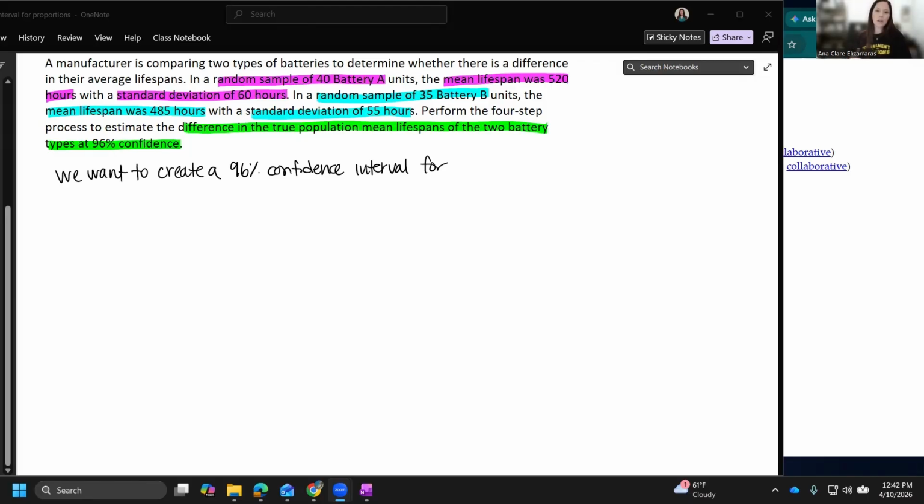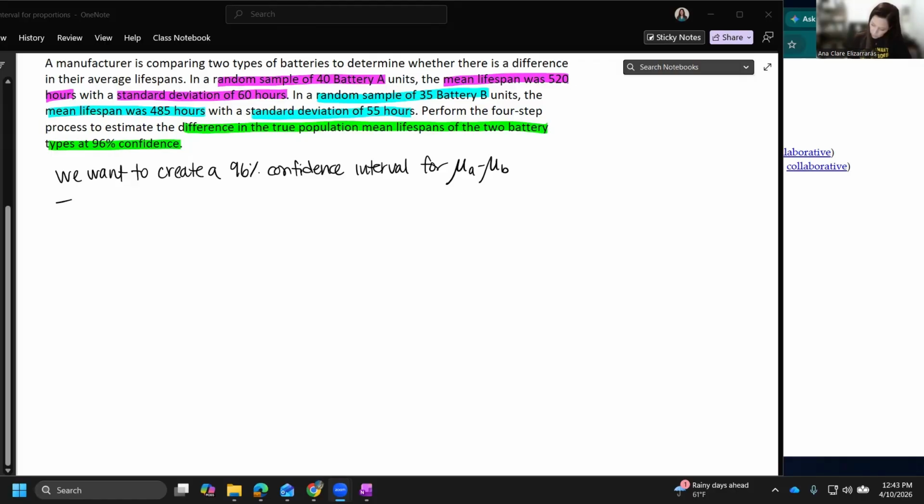And what is it that we're talking about? What is this problem about? Well, we're given mean and standard deviations. This problem is about means. So it is the mean difference. And remember, the parameter symbol for means is mu. So we're talking about mu A minus mu B, where we need to define what A and B is.